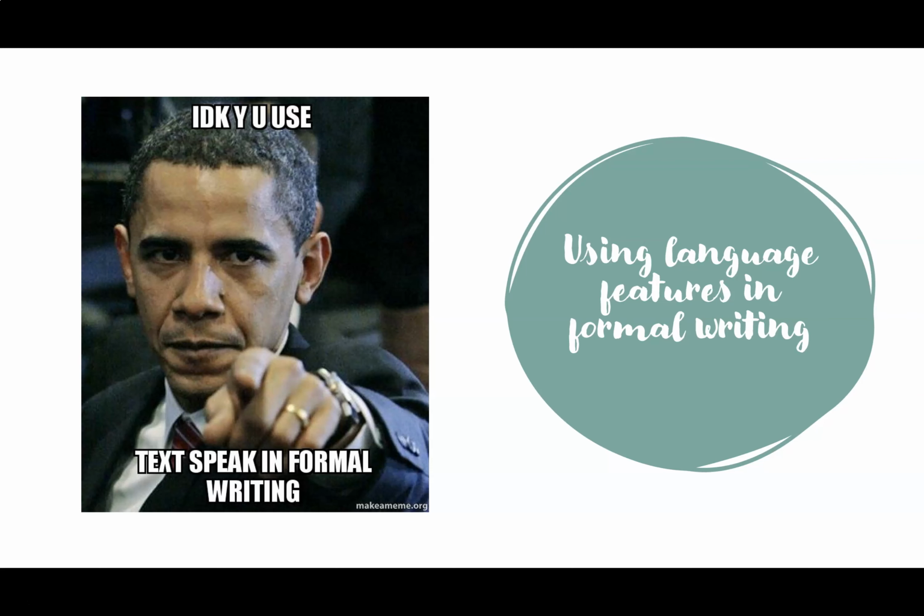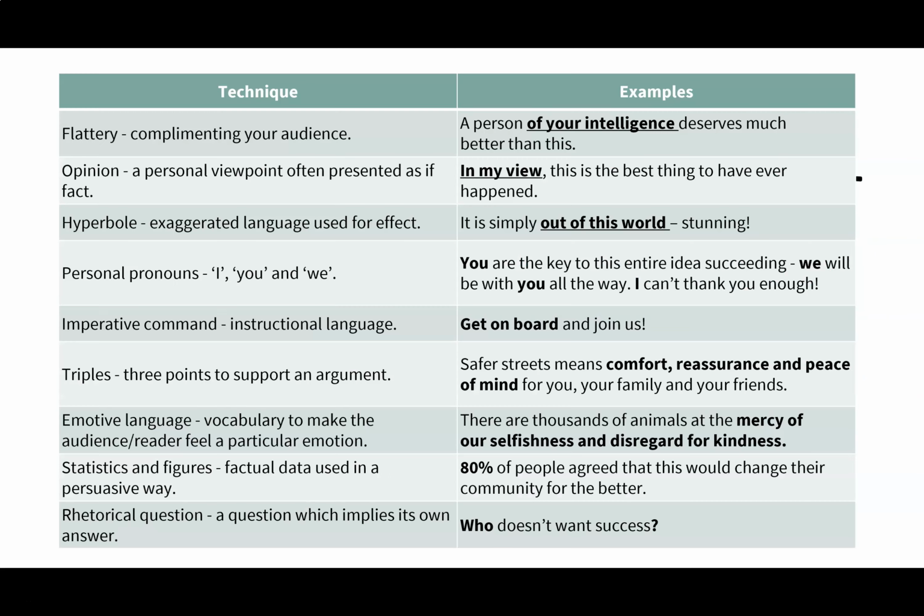We're just going to look at a couple of examples of things that you might be able to use. If you're writing a persuasive piece, flattering your audience is always a good idea. So flattery you can use: a person of your intelligence deserves much better than this. And again, in persuasive writing, you can actually directly address your audience if you would like to.